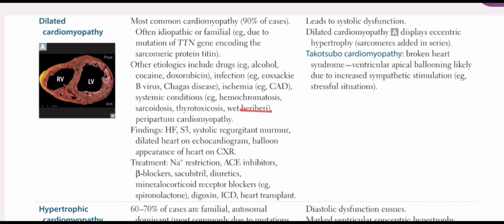There is an increase in the amount of preload and the heart is not able to pump as much blood, so we need to restrict the preload. It is achieved through sodium restriction and loop diuretics, and many other drugs such as ACE inhibitors or angiotensin receptor blockers have proven very beneficial in dilated cardiomyopathy. The other drugs include beta blockers, sacubitril, and diuretics as already mentioned. Digoxin, ICD, and heart transplant can also be used in severe cases.